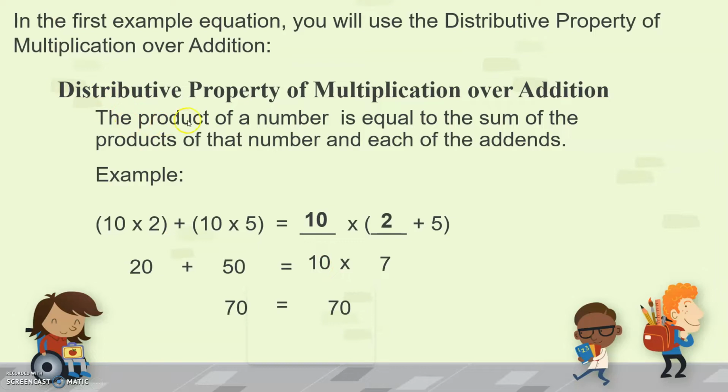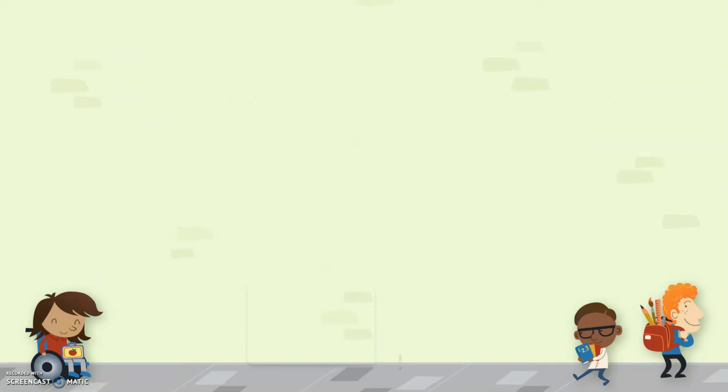So, yan yung ibig sabihin na the product of a number is equal to the sum. So, ito yung mga products niya at ito naman yung sum. Ayan. So, dapat equal siya. So, ang product ng 10 and 7 is 70 at ang sum ng 20 and 5 ay 70 din.